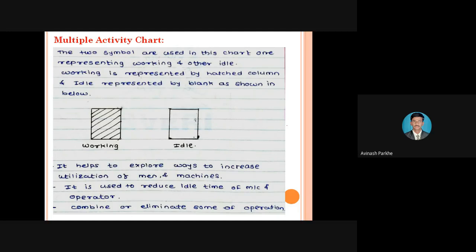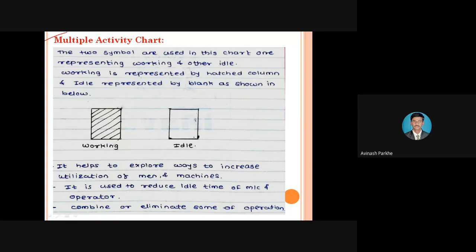At that time, whatever multiple activities are carried out by that particular man or by that particular machine can be represented by using a single chart only, and that chart is called a multiple activity chart. The name itself suggests that. Whatever number of activities are performed by the operator or the man, or by the equipment or the machine, all those activities are represented on a single chart only. That chart is called a multiple activity chart.